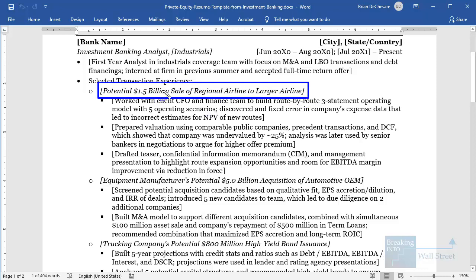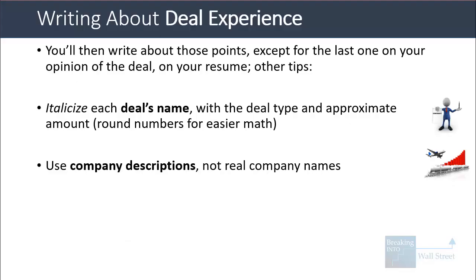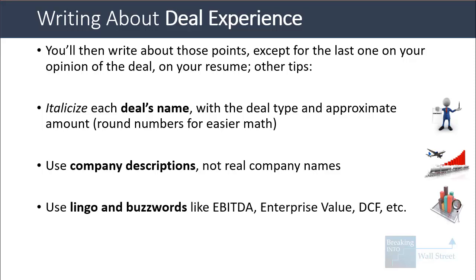You can also see that we're italicizing this as I suggested. You can also see that we're not listing the actual company names. We're just listing regional airline and larger airline, which ties into my next point. Use company descriptions, not real company names, unless of course you actually have closed or announced deals. Use lingo and buzzwords like EBITDA, enterprise value, DCF.